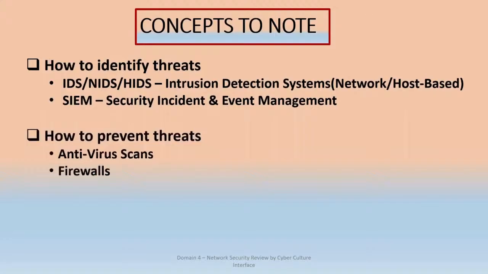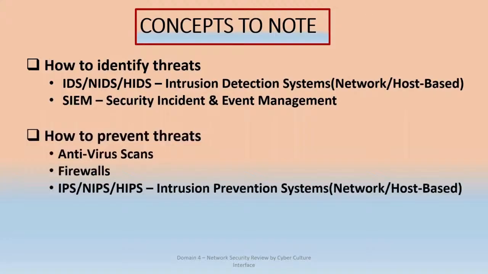Another concept you need to take note of, similar to this, is how to prevent threats. In preventing threats, you make use of tools like antivirus, which scans your system. You make use of tools like firewalls, which protect your network and also protect your devices. And then the IPS and NIPS, which is basically intrusion prevention system. It could be a network intrusion prevention system or host-based, just like we have in intrusion detection. Intrusion prevention is actually stopping the threat from coming into your network, while intrusion detection identifies what is in your network. Prevention prevents it from coming.